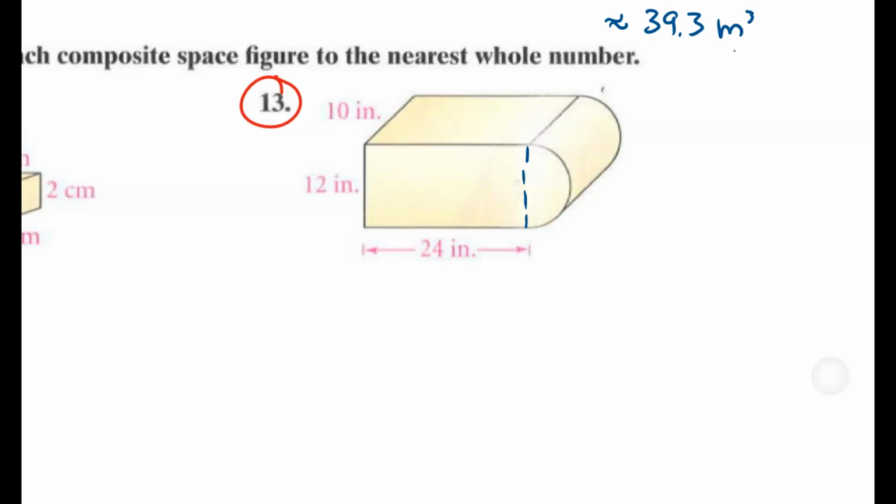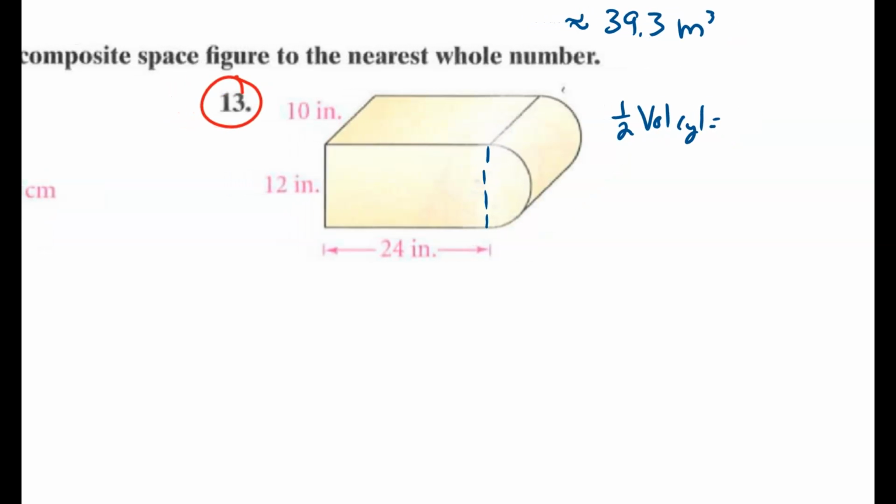So if I'm going to do half the cylinder, so half the volume of a cylinder, I'm going to write my formula that way. I'm going to go pi r squared times the height, which is the volume of a cylinder, but I'm going to do what with it? Put it all over 2. So we have a few things we need to figure out.